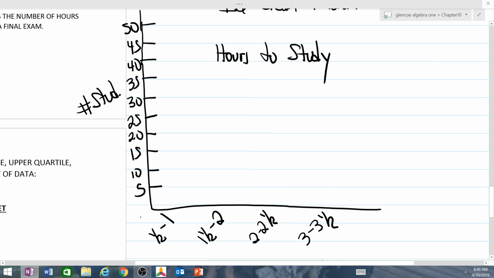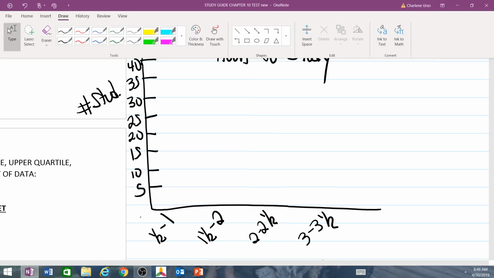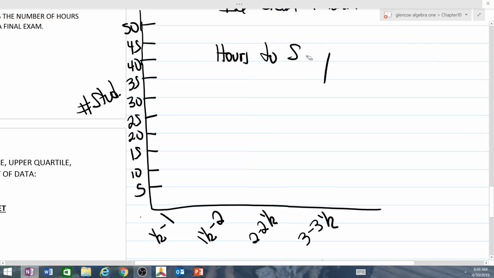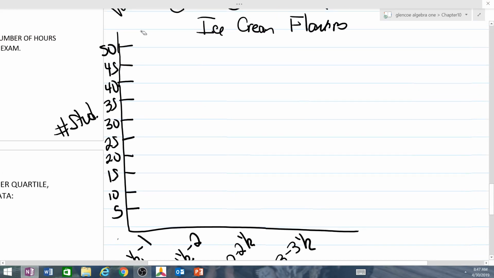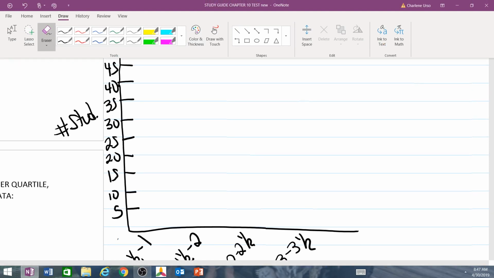And let me just erase this because it's in the middle of my graph, so I apologize. I'll get rid of that so there's no confusion. And we'll change our color.